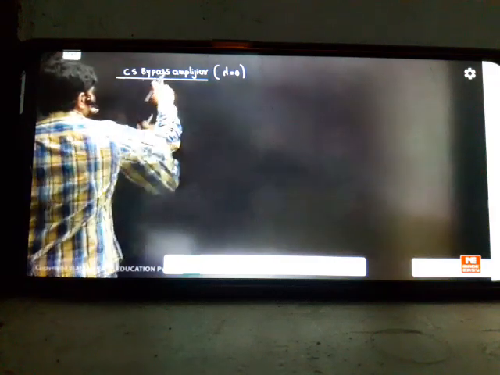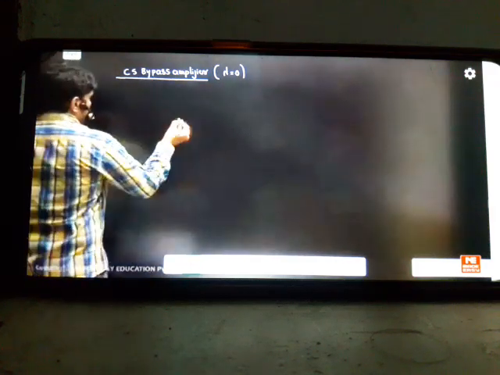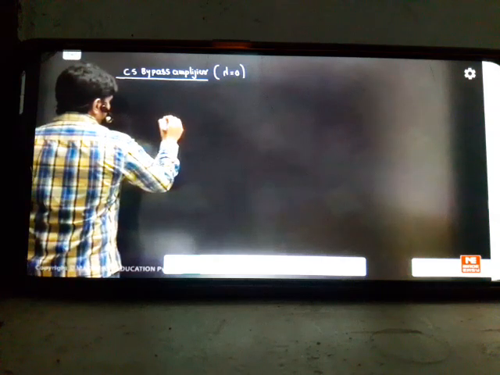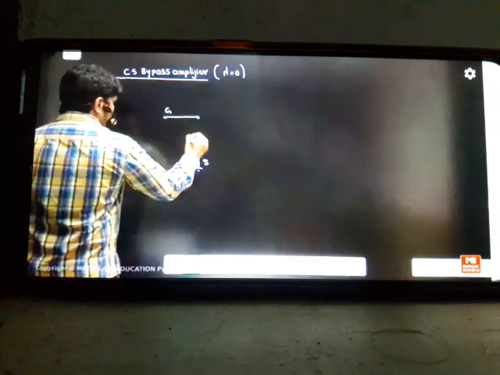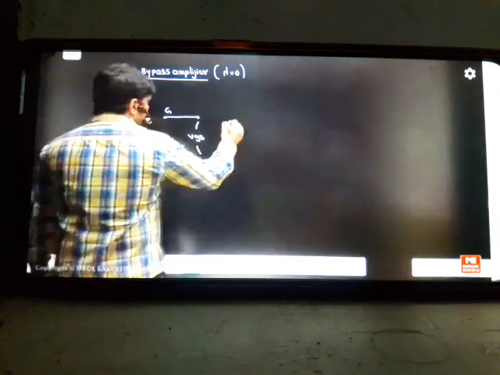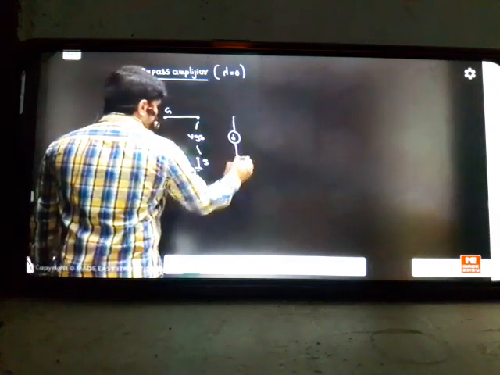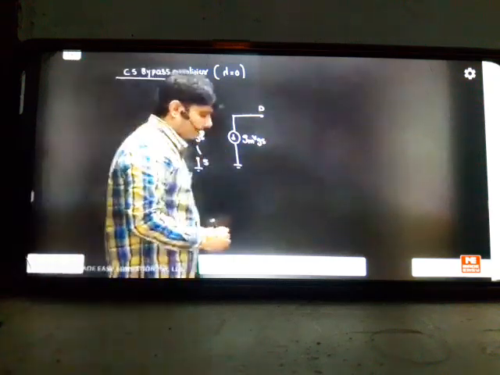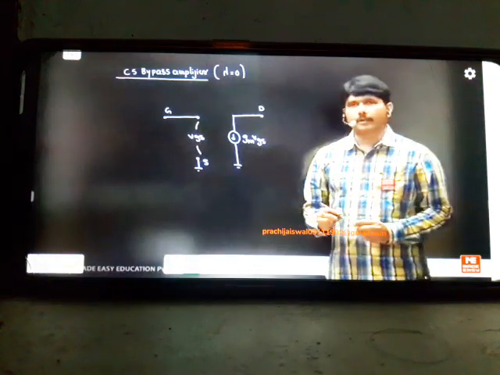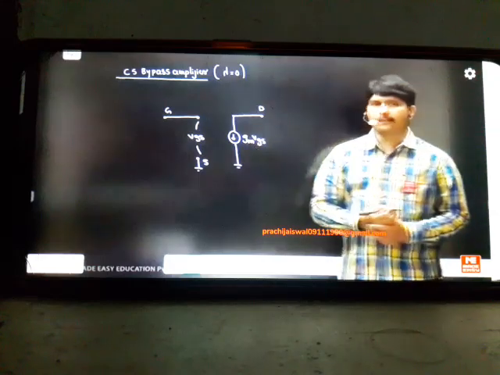CS, common source bypass amplifier, lambda is 0. So you know the model for the MOSFET will be like this. This is the gate, this is the source. We have VGS, gate to source. It's an open circuit. And we have here a current source, gm into VGS. This is your drain. This is called the FET replacement. In the MOSFET replacement, input is open circuit and output is a current source. Other things are common. Whatever you studied till now, same thing.